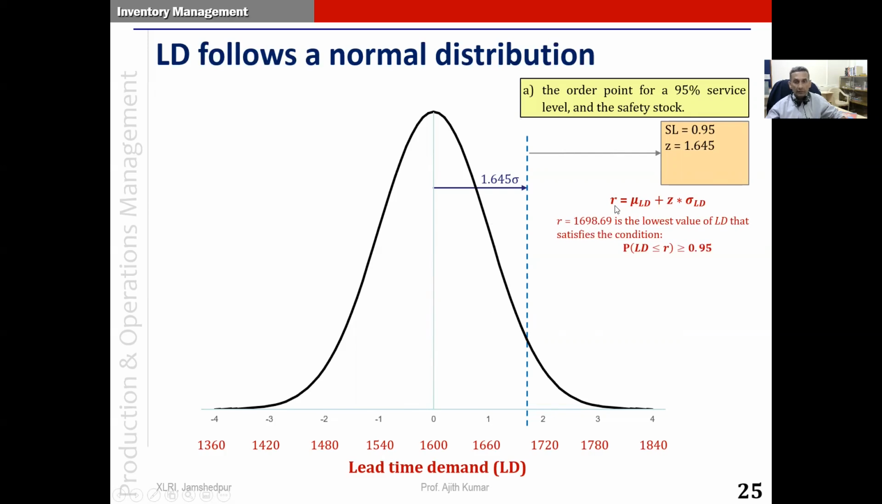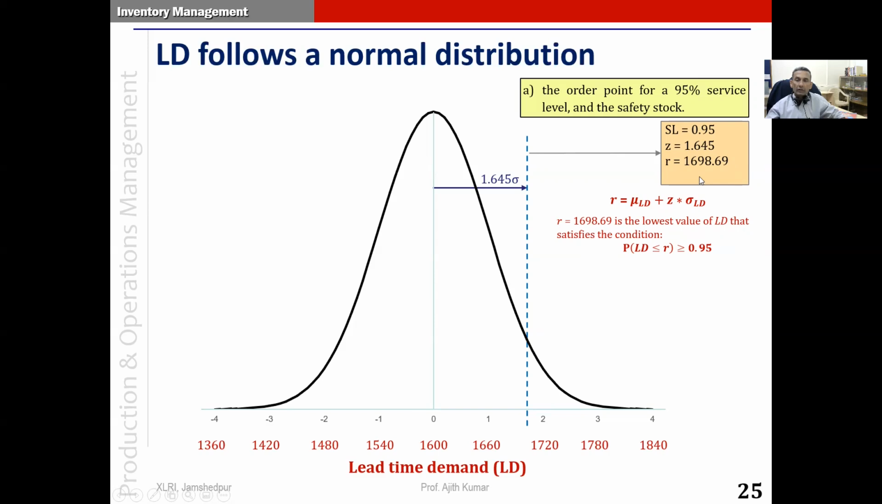So the formula is R is equal to mu LD plus Z sigma LD. Right? This is a standard formula for finding a point in the normal distribution. So this comes out to R equal to 1698.69. So if we were to express this as a statement, we would say R is equal to 1698.69 is the lowest value of the lead time demand that satisfies the condition that P of LD less than or equal to R is at least equal to 0.95. In the case of a continuous distribution, you don't have to say at least equal to, you can say exactly equal to 0.95.